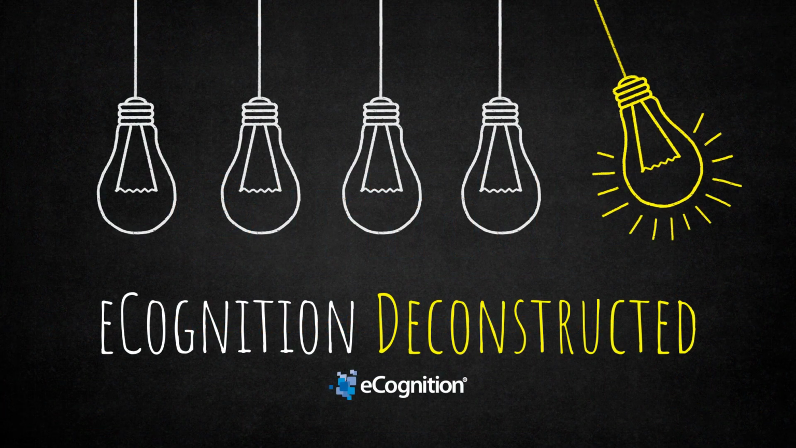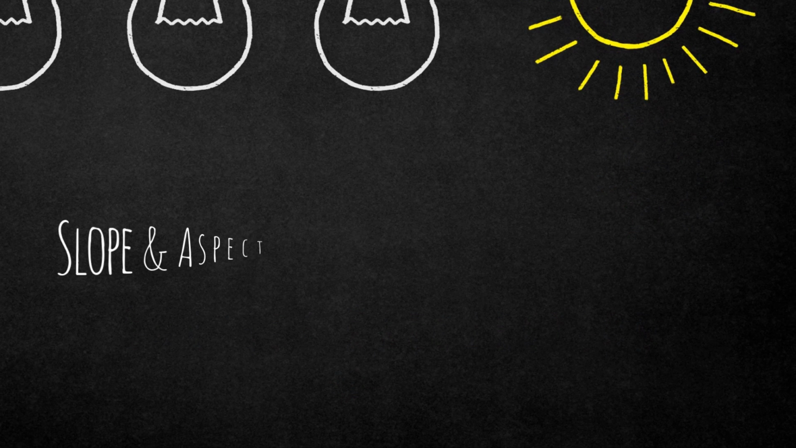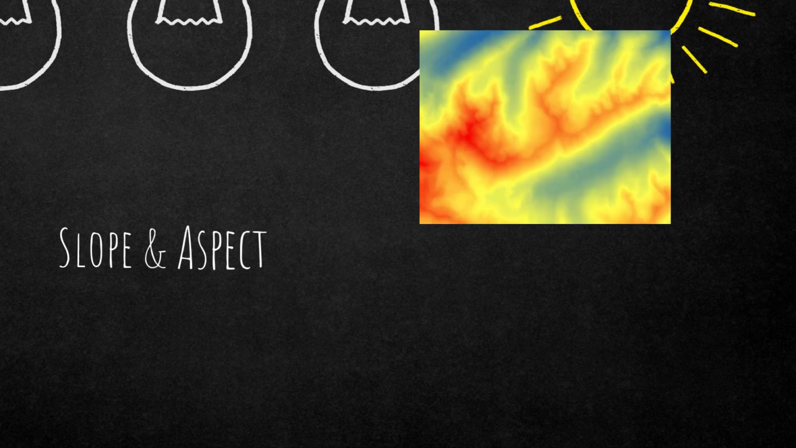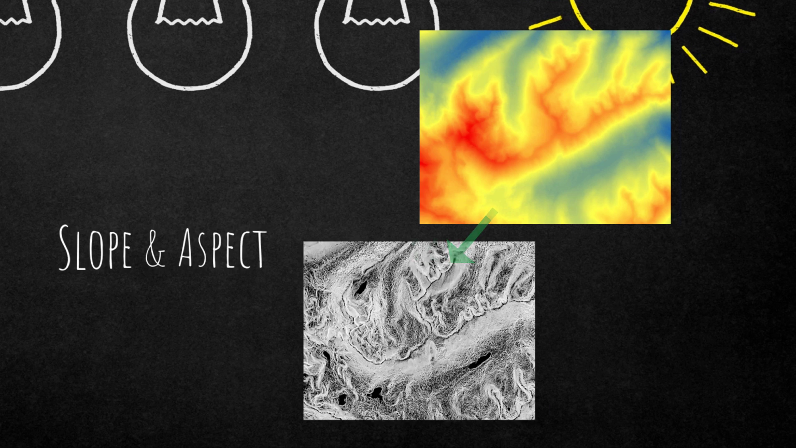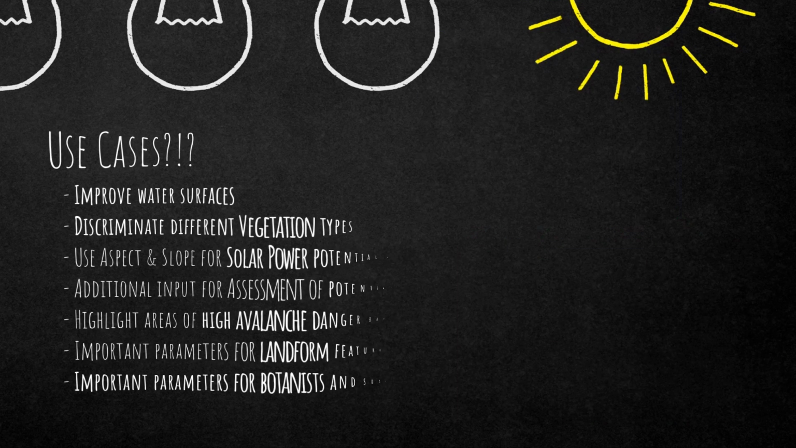Okay, let's have a look at surface calculation in this eCognition deconstructed video today. Surface calculation is an algorithm which allows you to compute slope and/or aspect. As input, you need to have an elevation data set, or any raster data set, and then you can compute a slope or the aspect, as you see here on the right hand side.